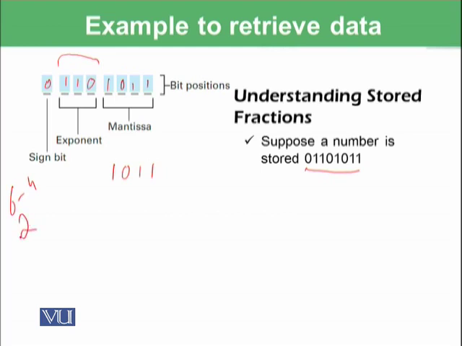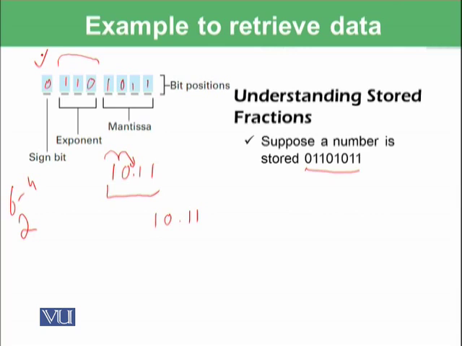This means that on this mantissa field we would be moving the point 2 places from the left position to the right. So it will become 10.11, and the first bit is 0, which means it is a positive number. So it is actually displaying 10.11.